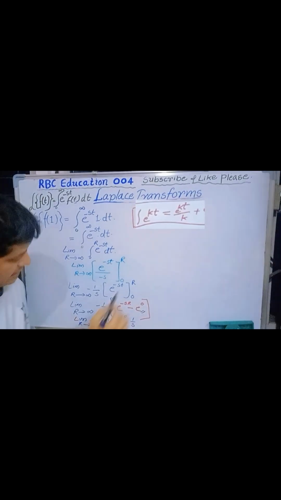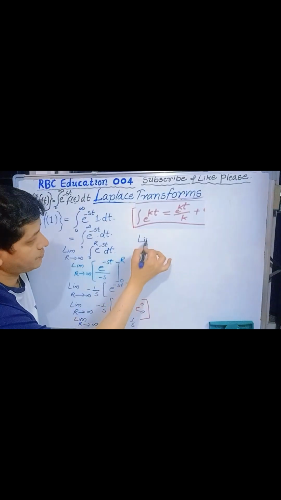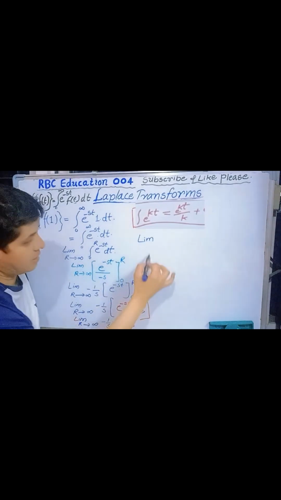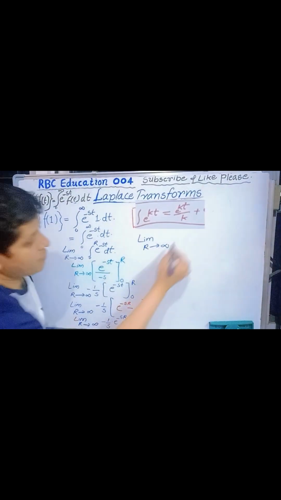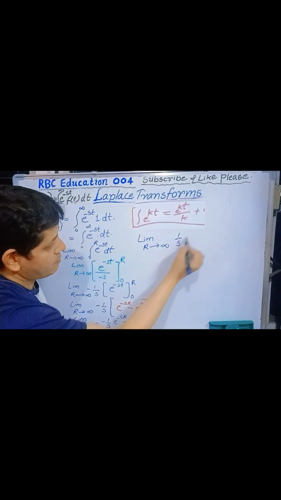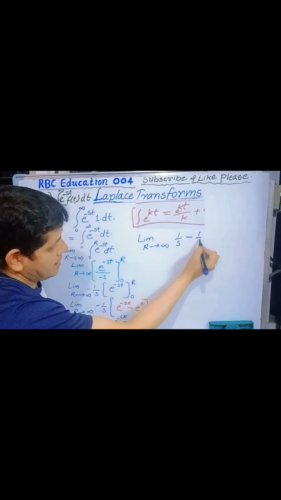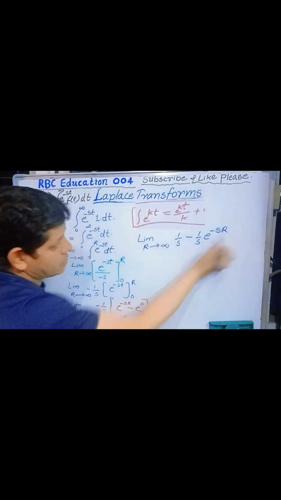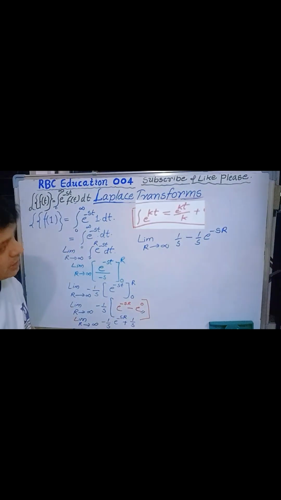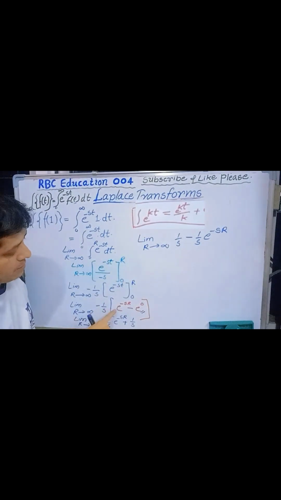So let's rearrange this. The limit r tends to infinity of 1 by s minus 1 by s e to the power of minus sr. So that's what we got from this equation. Because the minus was multiplied here, it became positive and negative, and this is the equation we get here.